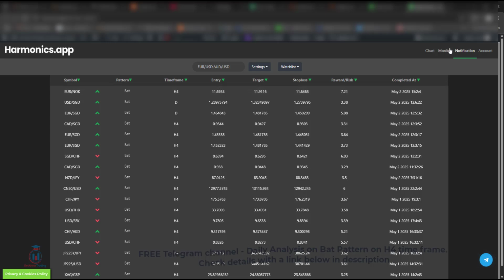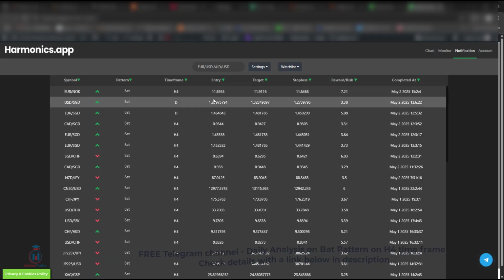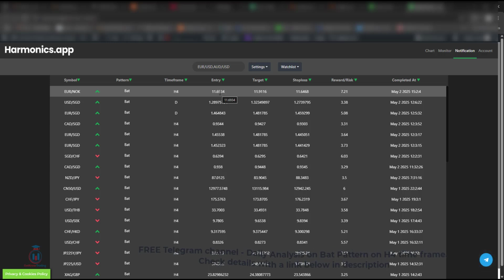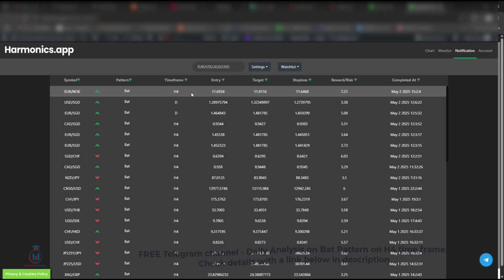Like in the monitor table here, you have all the details about the entry level, which is the blue line. Then you have a take profit 2, which is the target, and you have a stop loss, which is the red line, with reward risk. And this is the time when this pattern has been detected by the Harmonic scanner. Then when you use this one, you receive a Telegram notification.